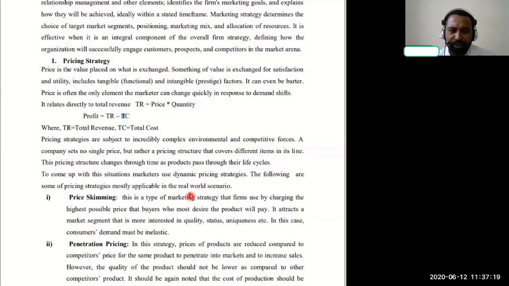So pricing strategies are subjected to incredibly complex environmental and competitive forces, since price depends on the environment, like the cost of raw material will influence the price of the product. And the other could be the demand of the product will determine the price. As for normal goods or products, as price increases, the demand will decrease. So in this case, pricing strategy is complex. But we can develop some structure for pricing strategy.